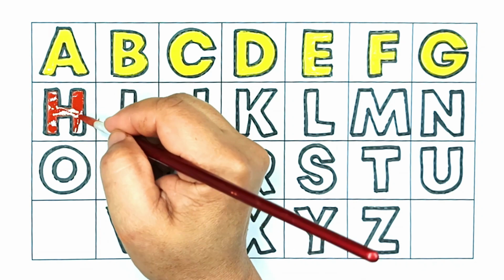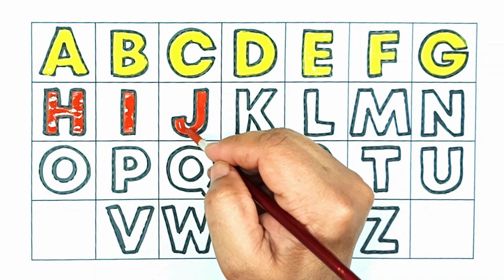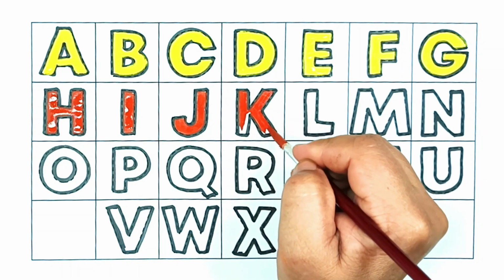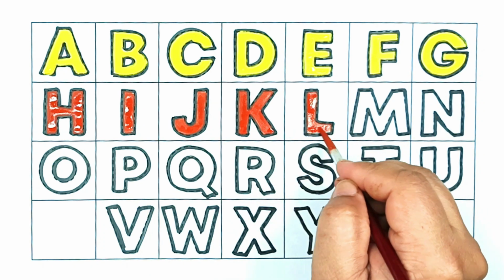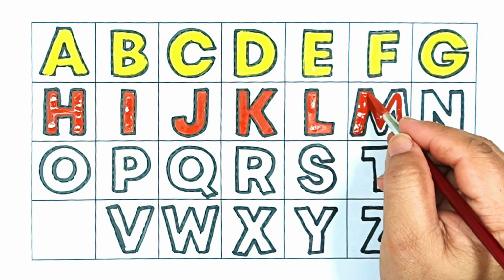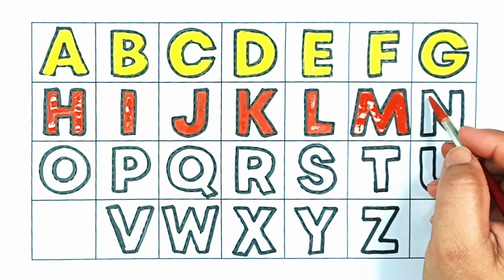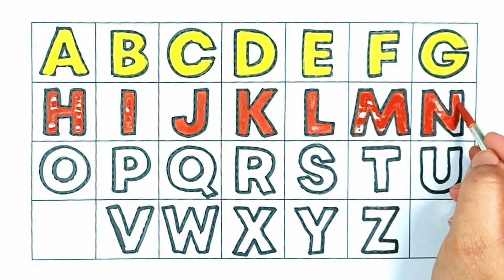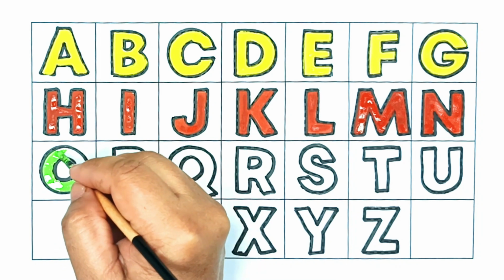H for hat, I for igloo, J for jam, K for kite, L for lamb, M for man, N for net, O for onion.